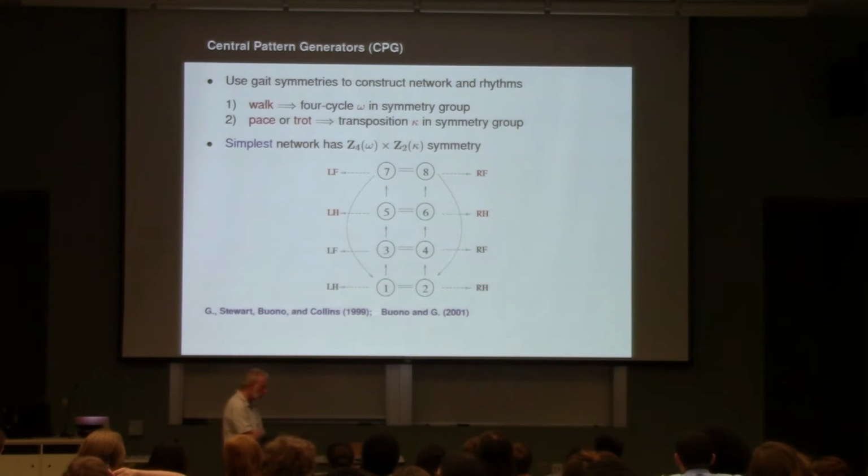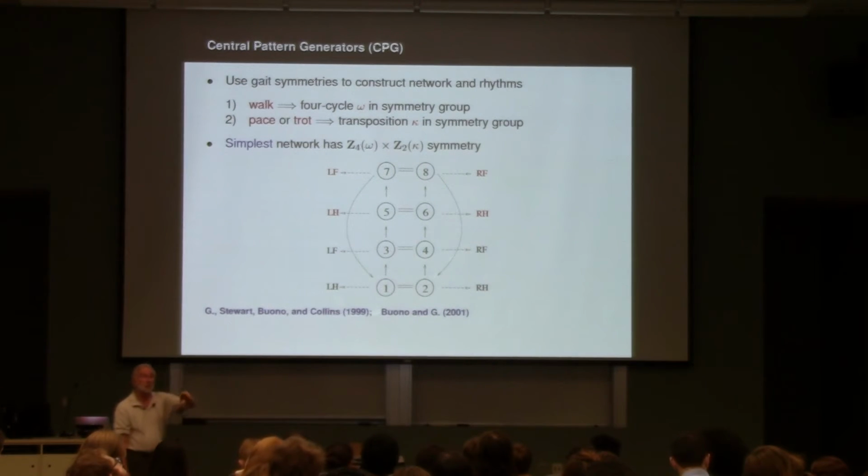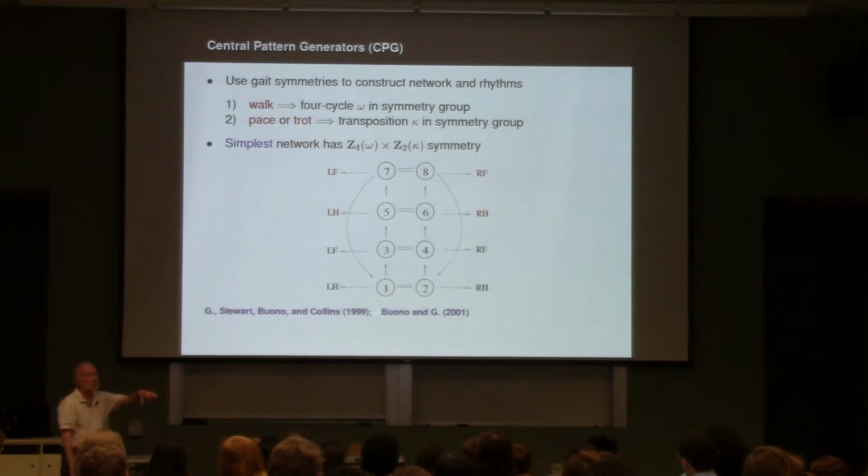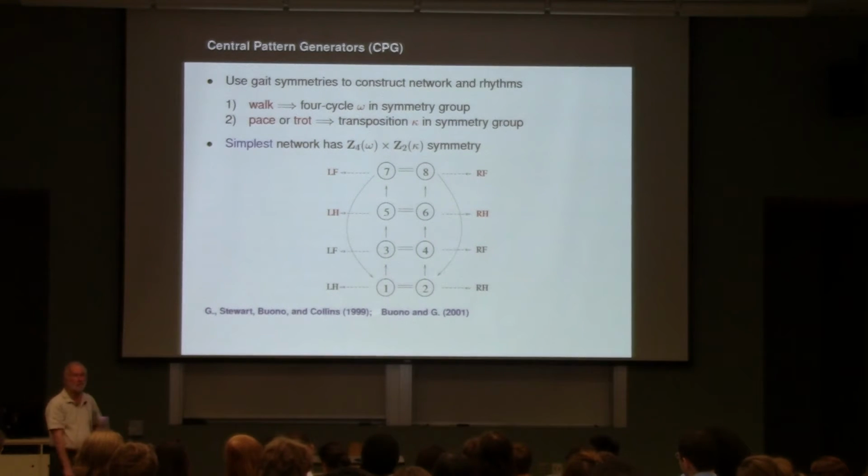Now, how do you find these kinds of periodic solutions? Well, I'm going to assume that there is an equilibrium which is maximally symmetric. So all of the nodes have the same value.